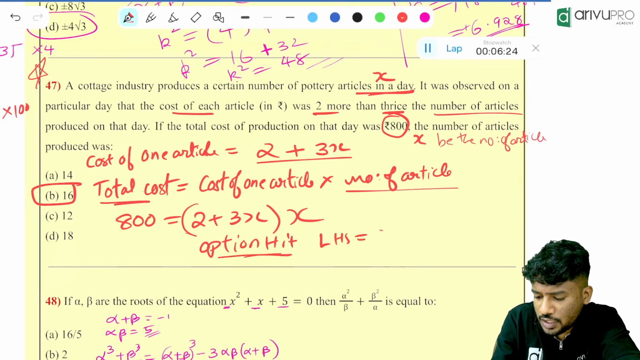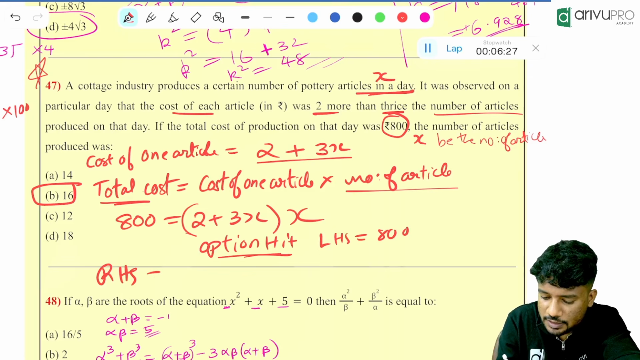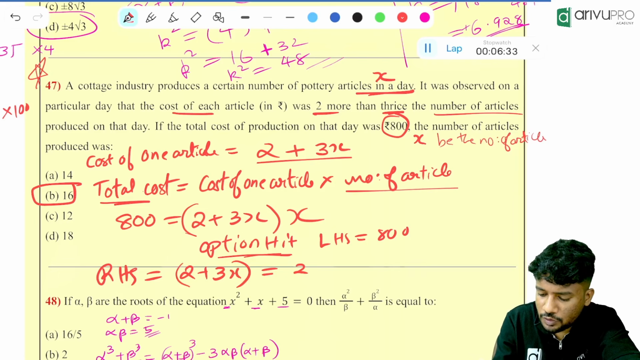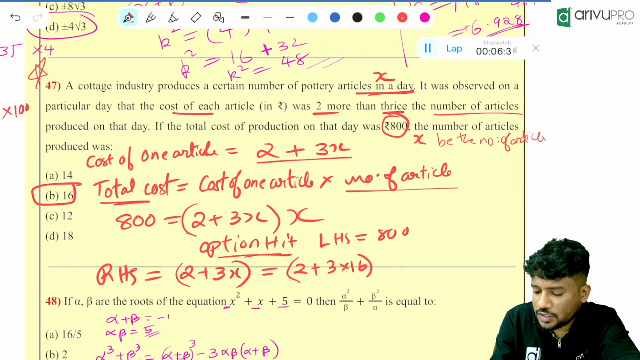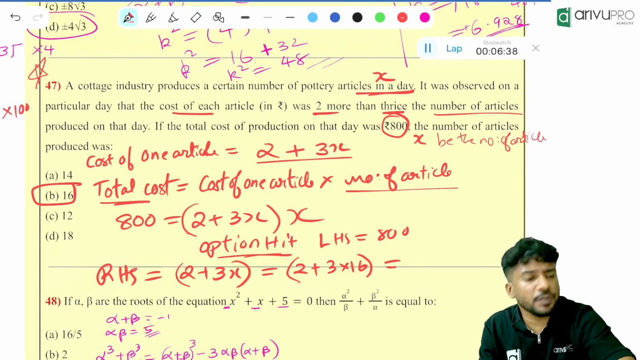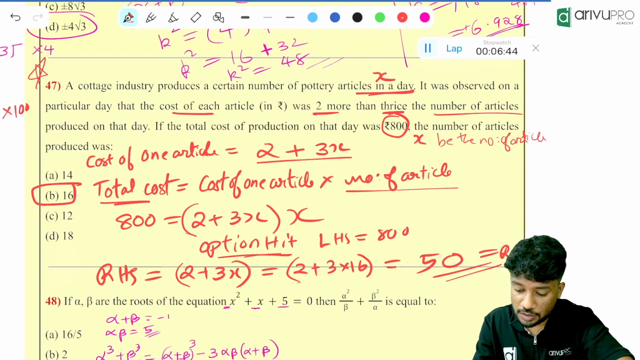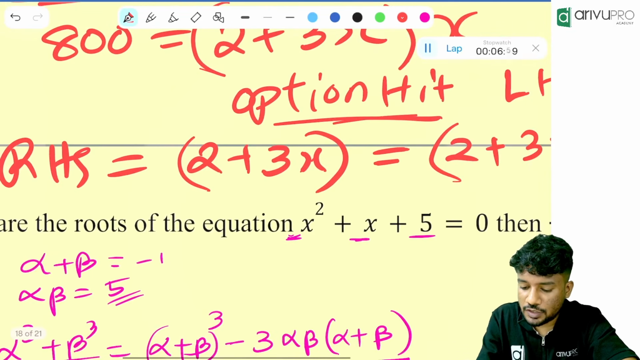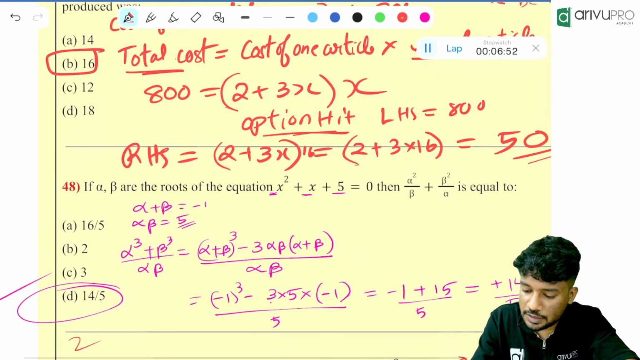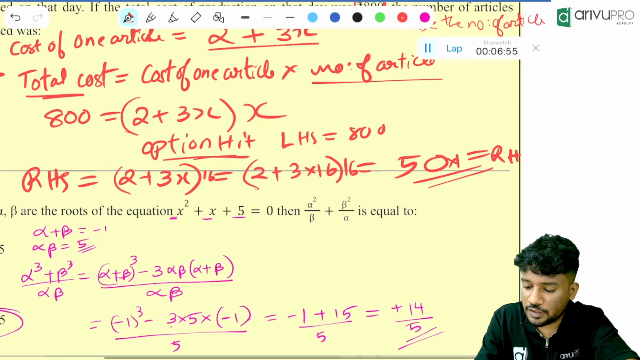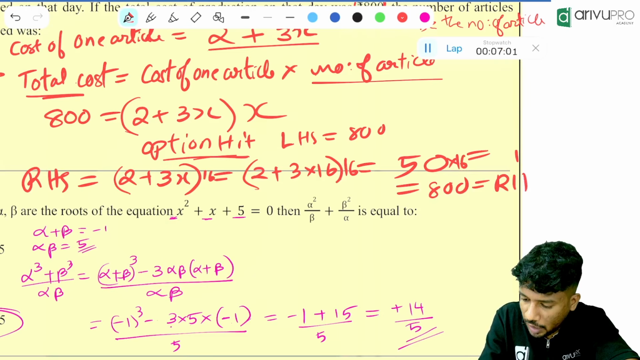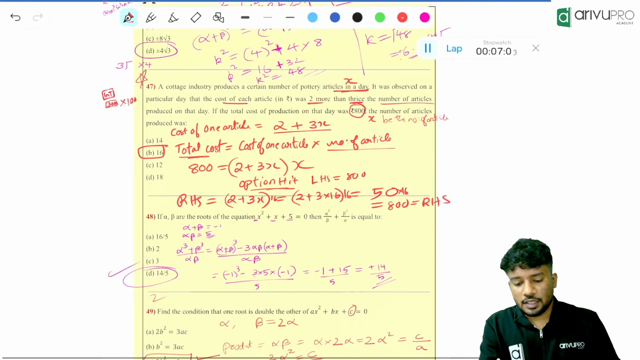Try. LHS is how much as per the question? 800. RHS is nothing but 2 plus 3 into x. Now if you are putting x equal to 16, 2 plus 3 into 16, which is 3 into 16 plus 2, which will give you 50. We didn't put x. x is 16, so 50 into 16 should be there, which is equal to 800, which is equal to your RHS. Understood the method?